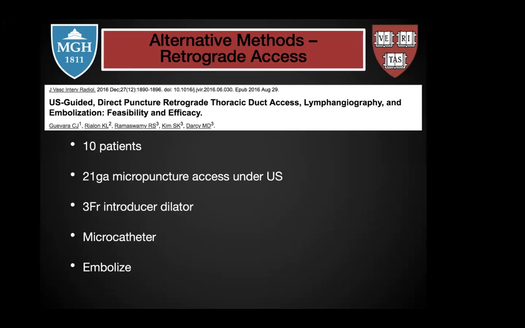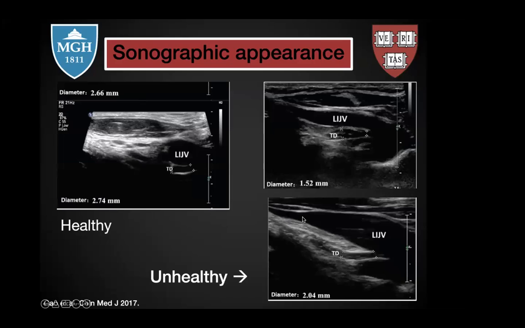There are a couple of alternate techniques for access. If you don't see a cisterna chyli, or if you can't access the cisterna chyli but want to search for a site of leak, this article describes ultrasound-guided direct puncture into the thoracic duct. So, visualizing with ultrasound the thoracic duct terminus in the neck, performing lymphangiography. They use a micropuncture needle under ultrasound and a 3 French introducer dilator to get into that duct.